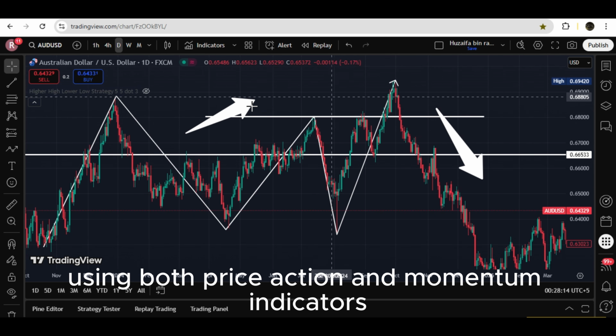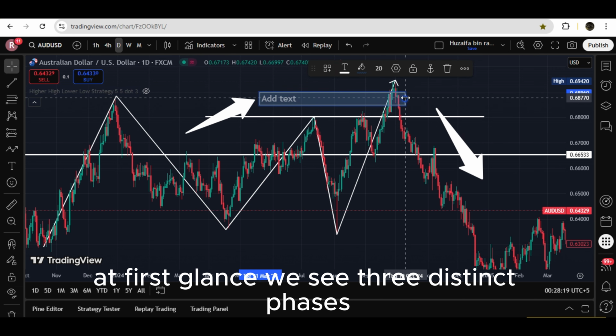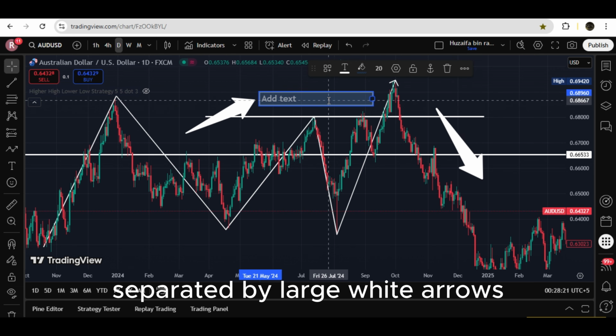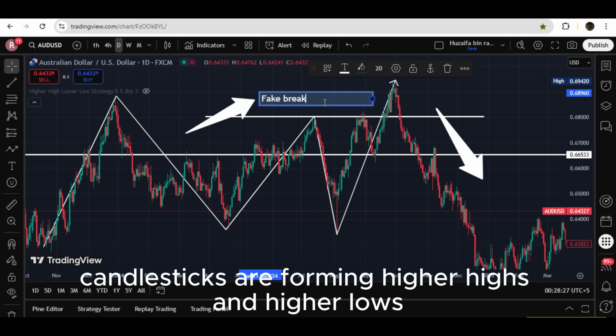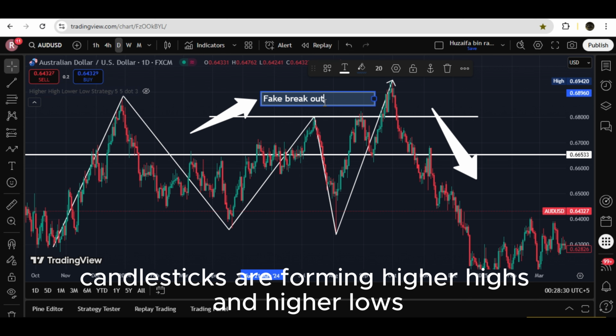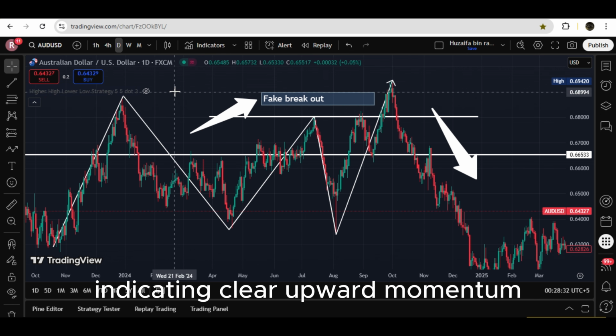This chart is a powerful example of how trends evolve in the market and how traders can read them using both price action and momentum indicators. At first glance, we see three distinct phases separated by large white arrows. The left side of the chart begins with a strong bullish trend. Candlesticks are forming higher highs and higher lows, indicating clear upward momentum.